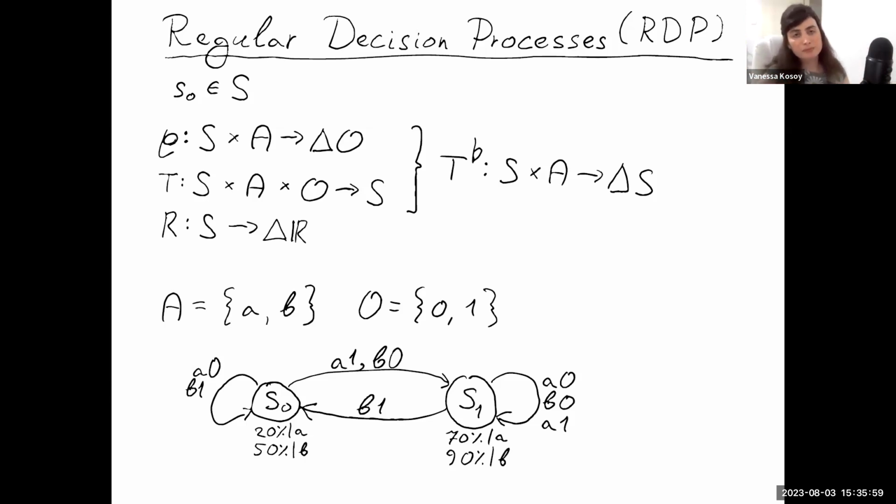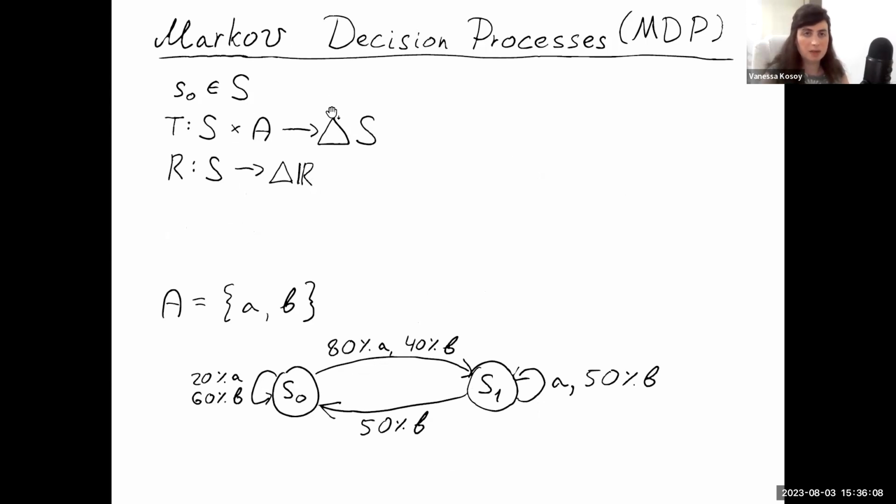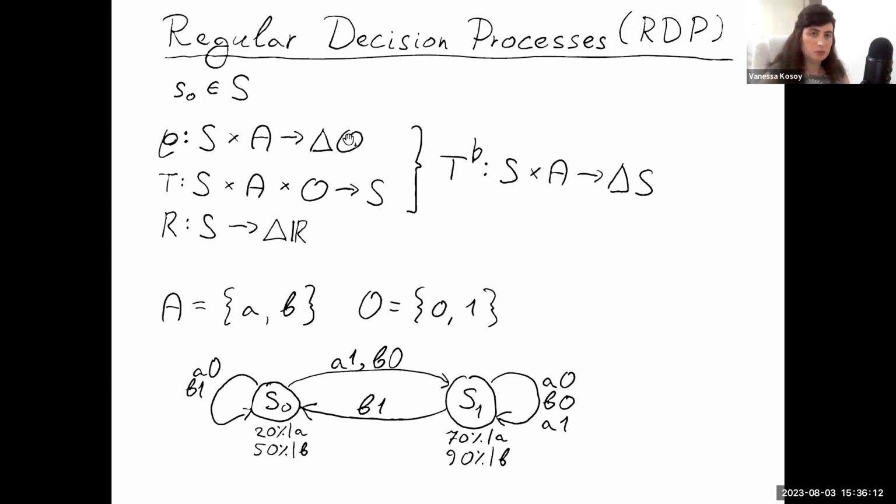Notably, both MDPs and RDPs have a straightforward infra version. If you replace this delta with a box, talking about infra-distributions instead of distributions, wherever you see the symbol delta and put a box in, you get the infra version of this: infra-MDPs, infra-RDPs, and so on.